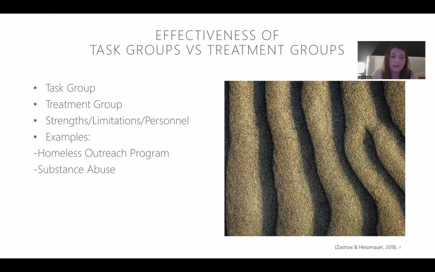A task group can be led by anyone with a passion for the end goal and can be led on the micro, meso, or macro level. They just have to have a plan of how to get there and have some organizational leadership skills to manage that group itself. Whereas a treatment group needs to be led by a professional with the necessary skills, like I said, leadership skills and counseling skills, because treatment groups are therapeutic groups and more for learning strategies and effective coping skills, and just having the training to do that is necessary.